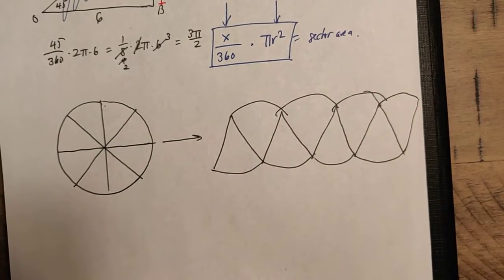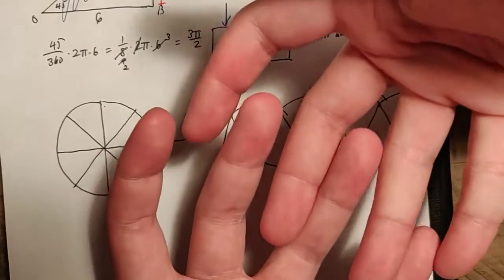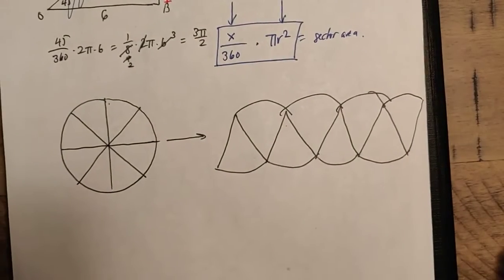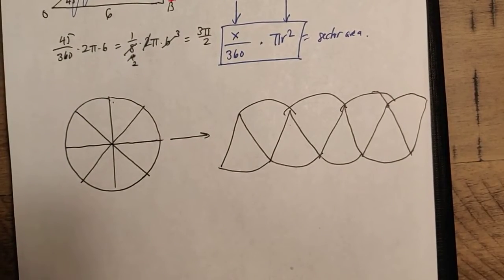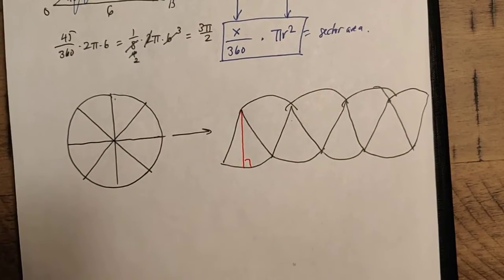So the area of the circle is just the area of this, because all I did was take the slices, the sectors, and stack them like this so they interlock. Now, this is a parallelogram, so we can try to find the area of this object. In order to find the area of a parallelogram, that's just base times height.